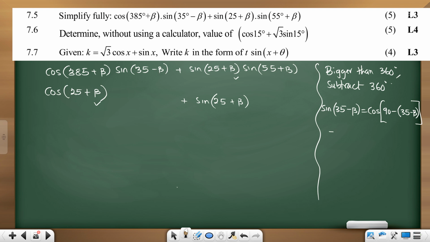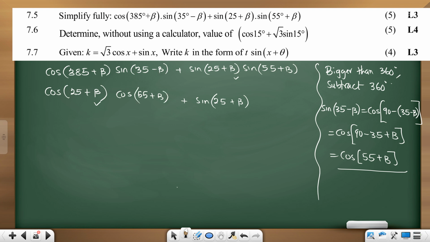Can we expand? What would this be? Cos 90 minus 35 plus what? What is 90 minus 35? 55. Oh, sweet. Do you notice I come back here? Check. I'm done. And I have the same angle here. Make sure that this and this are the same. This and that are the same.